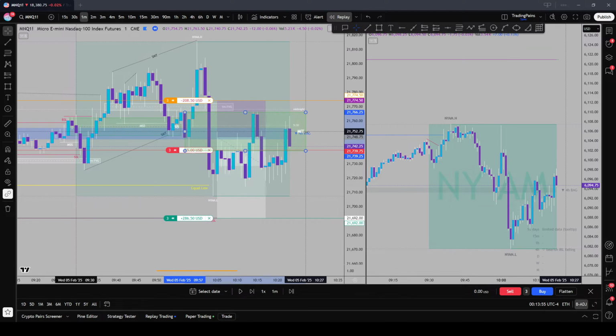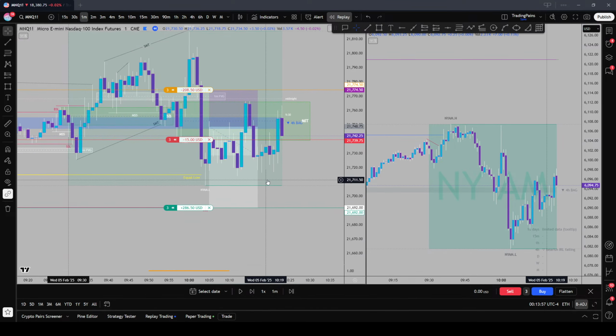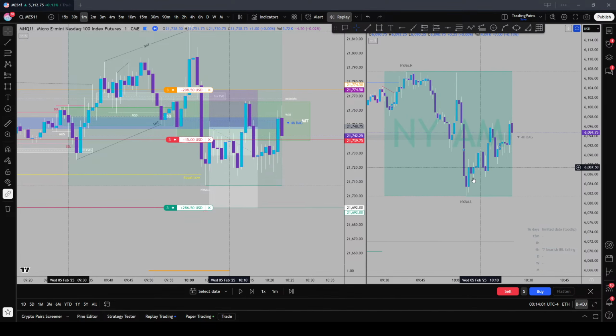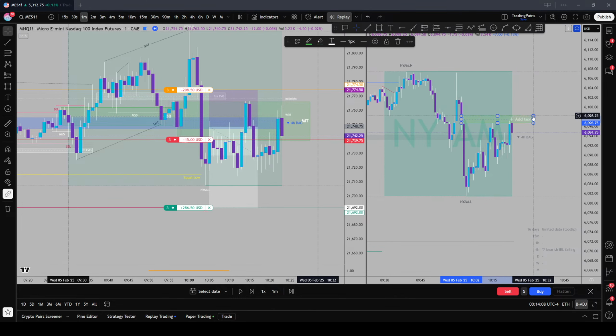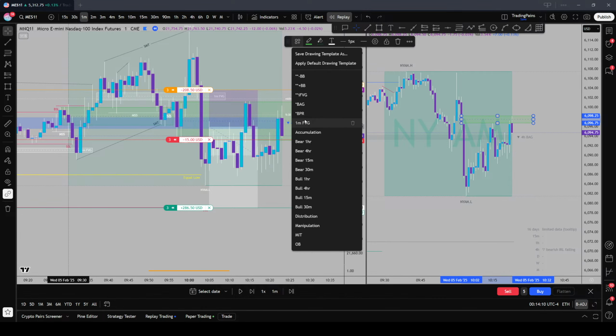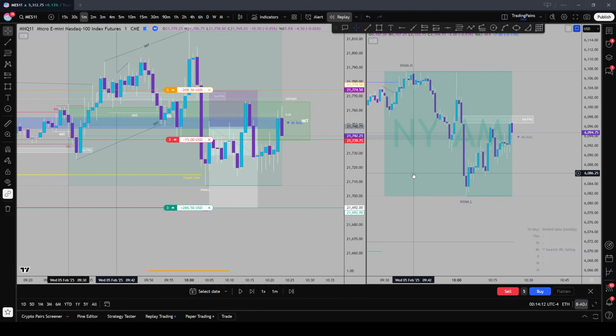But this mitigation block seems to be holding it pretty well. Making like, what the heck? Yes, what the heck are you doing? Looks like it has an unmitigated 1 minute FVG. My computer's lagging. One is because I'm streaming. I still gotta do my work after this.